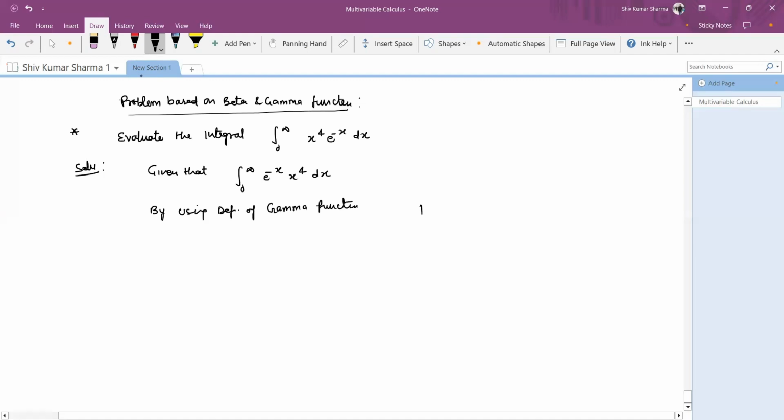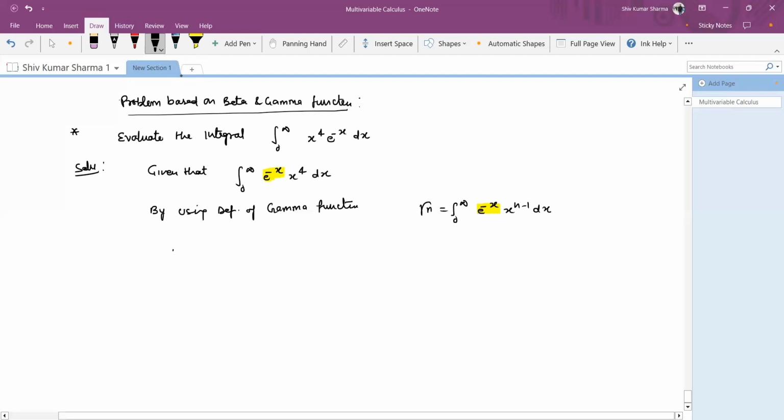Gamma function definition says that gamma n is equal to integral 0 to infinity e raised to the power minus x, x raised to the power n minus 1 into dx. So we compare the given integral with the definition of gamma function. We see that e raised to the power minus x is the same. Here we have x raised to the power n minus 1, and here we have x raised to the power 4. So now we need to write this x raised to the power 4 as n minus 1.